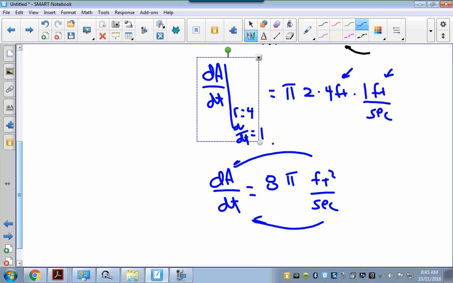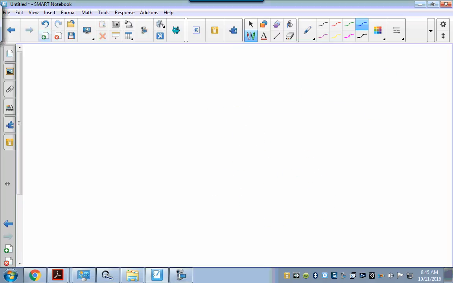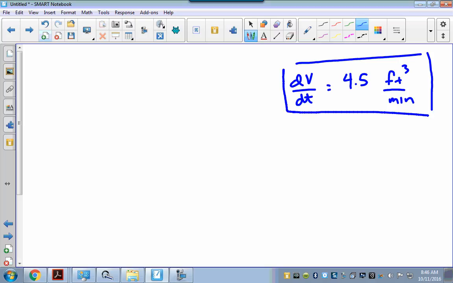Okay, let's look at example 3. These are sort of fun problems. This is a balloon. Air is being pumped into a spherical balloon. The rate is 4.5 cubic feet per minute. Let me just write that, 4.5 cubic feet per minute. I hope you could see this is now going to be a change in volume over time, right? So that's a piece of information that's given, change in volume over time.